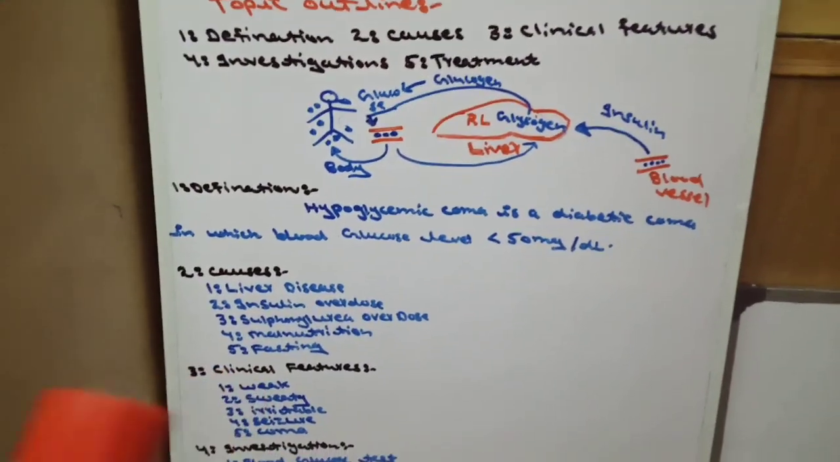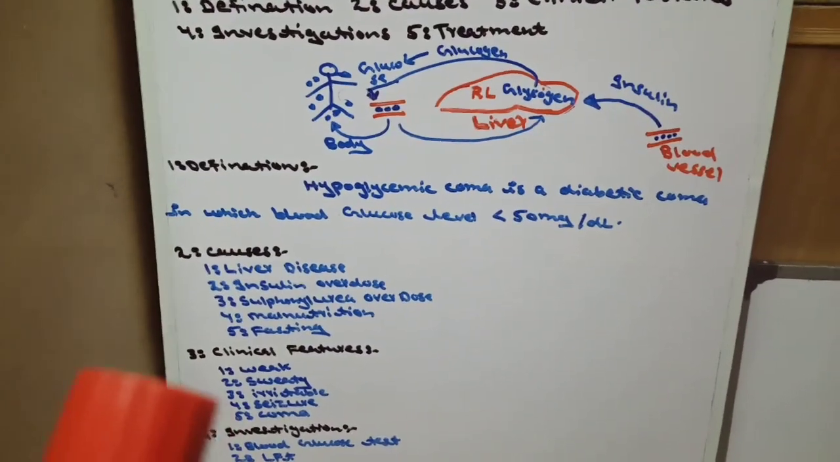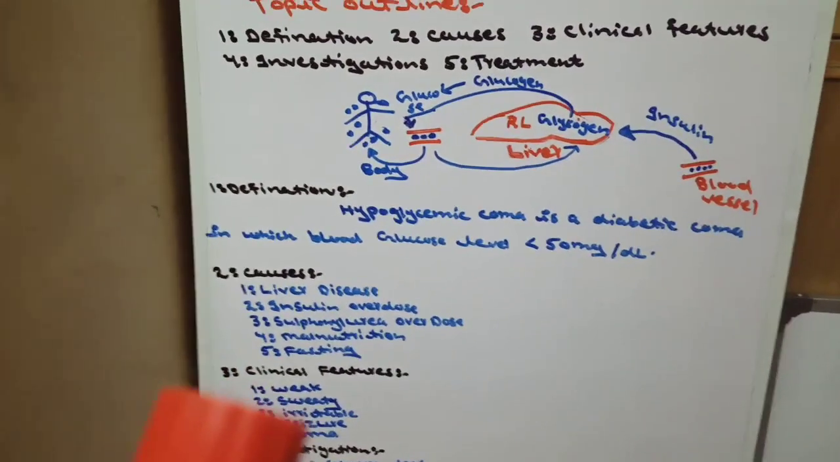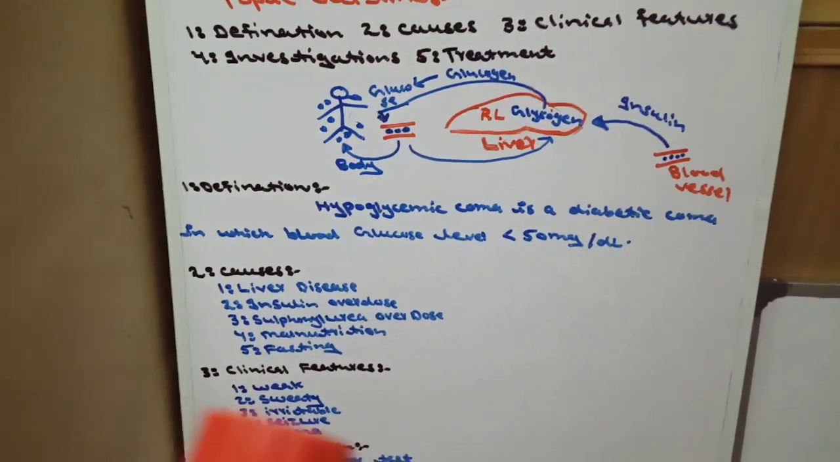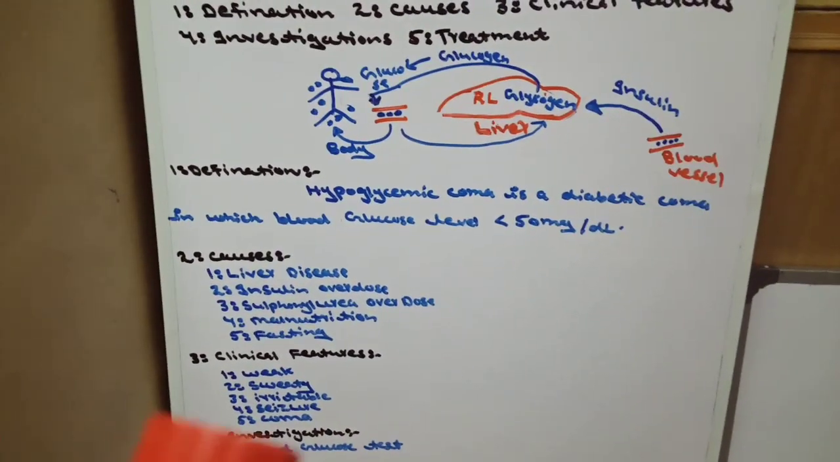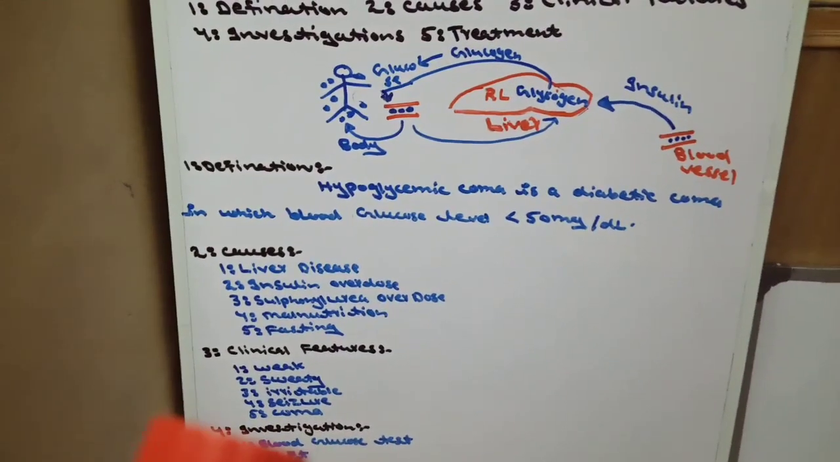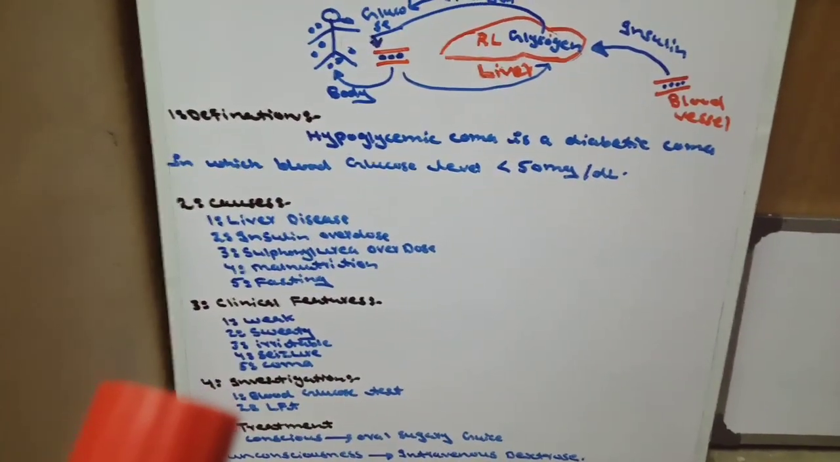Now come to the clinical features. There will be 5 clinical features. Number 1, the patient will be weak. Number 2, the patient will be sweaty. Number 3, the patient will be irritable. Number 4, there will be seizure. And number 5, coma. Now come to the investigation.